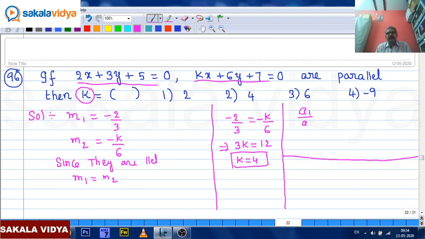a1 by a2 equals b1 by b2. Second method. Method 2, a1 by a2 equals b1 by b2 means 2 by k equal to 3 by 6. This will be 1 by 2. Therefore, k equals 4. That means second option is the right option.